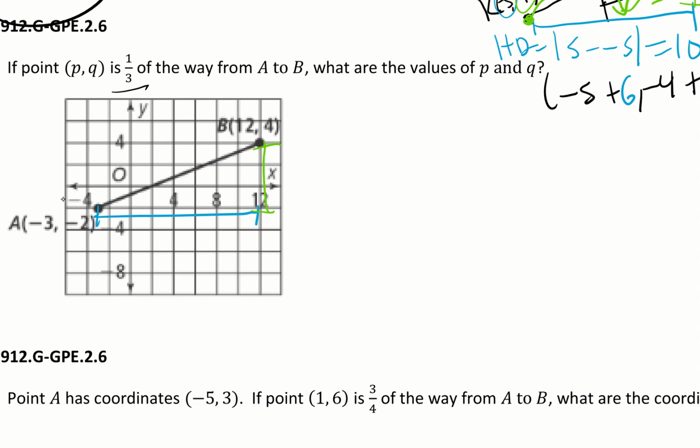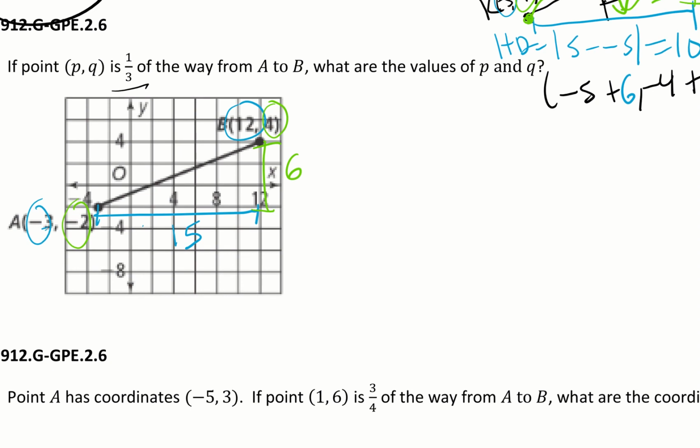So the horizontal distance, you have to subtract the x's. So 12 minus -3, which is 15. You can count the spaces as well. Be careful, the spaces here are going by 2. So 2, 4, 6, 8, and so on. Now the vertical distance, subtract the y coordinates, 4 minus -2, which is 6.